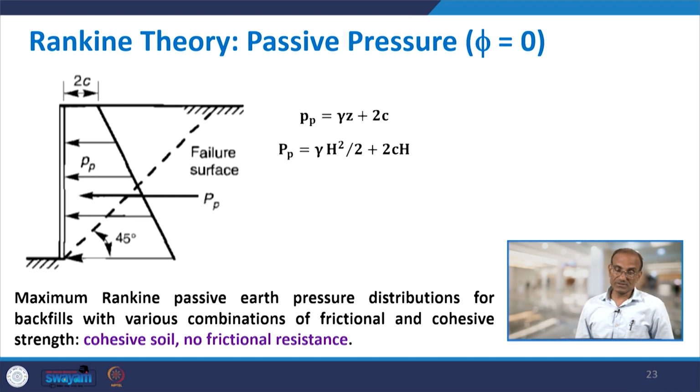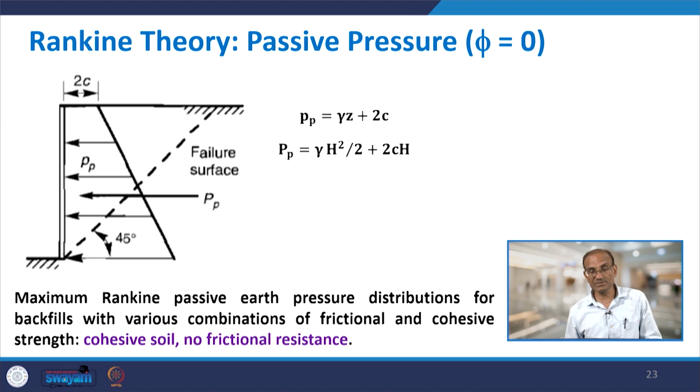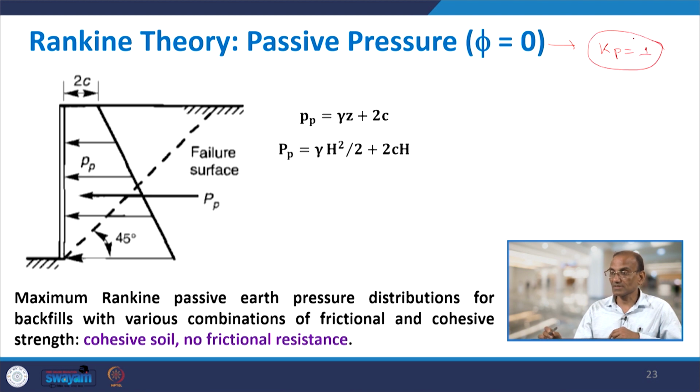Continue when phi equal to 0. In that case, when c is not 0 and phi is 0, you need to understand that Kp becomes 1. So that is the meaning of this, and the equation can be simplified to gamma z plus 2c.